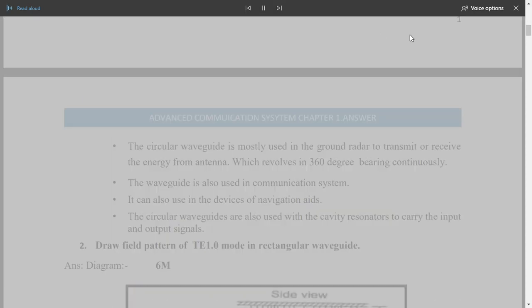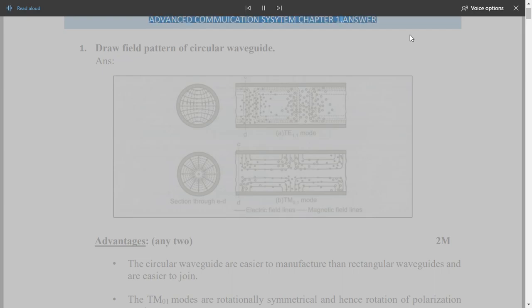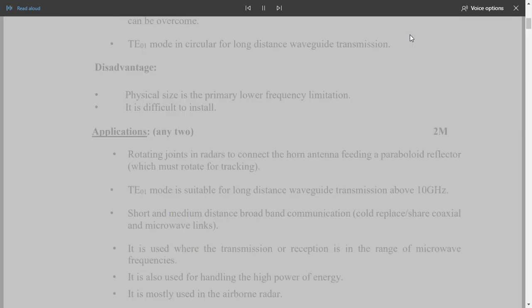Advanced Communication System Chapter 1. Answer 1. Draw field pattern of circular waveguide. Advantages, any 2M: The circular waveguides are easier to manufacture than rectangular waveguides, and are easier to join. The TM01 modes are rotationally symmetrical, and hence rotation of polarization can be overcome. TE01 mode in circular waveguide is used for long-distance transmission.